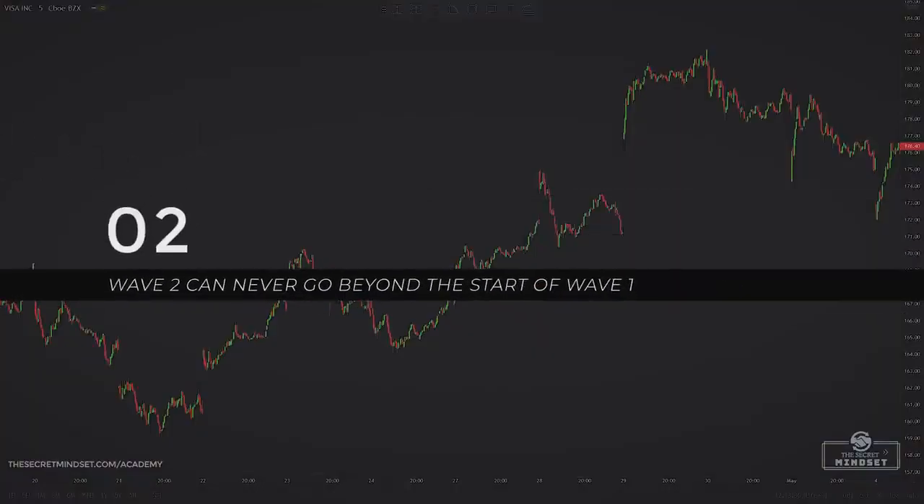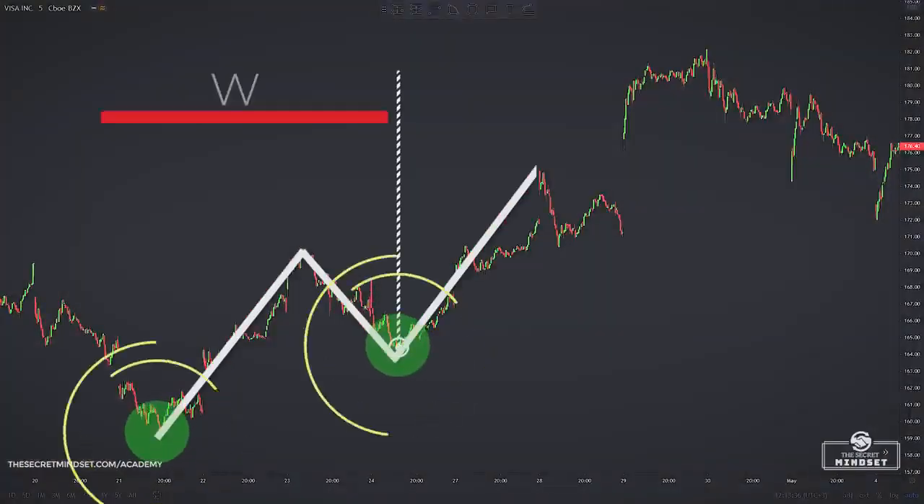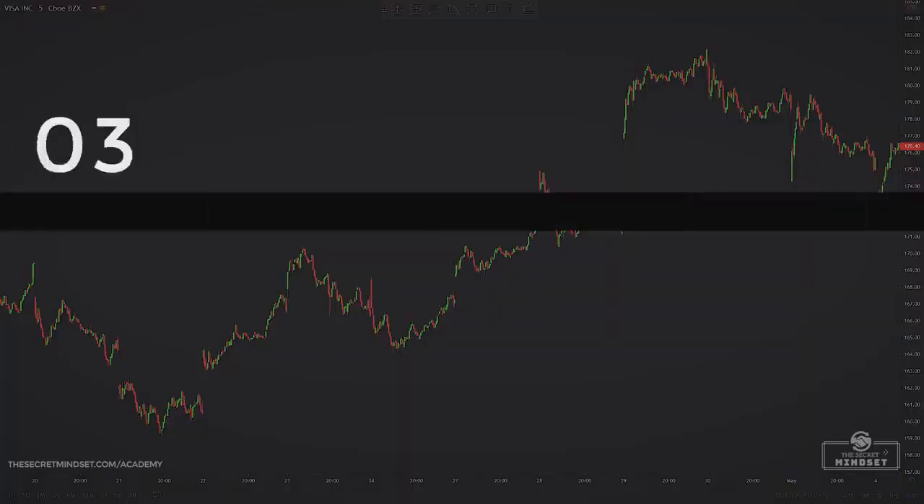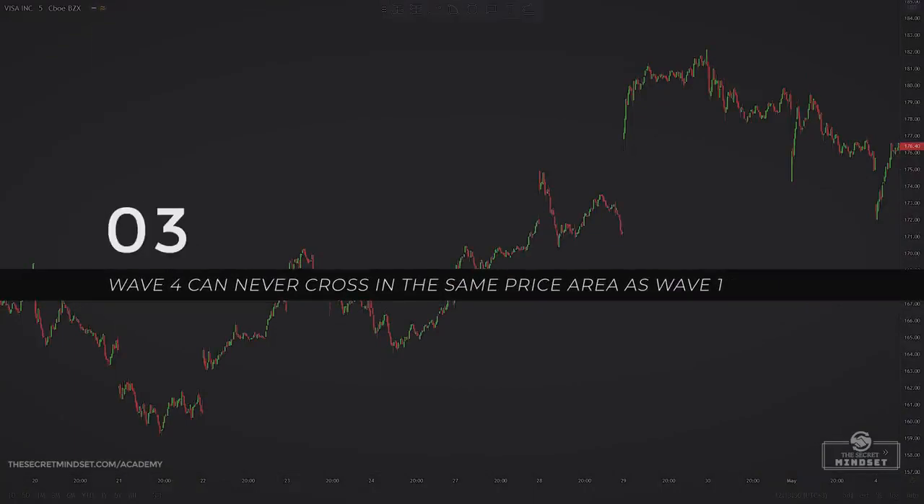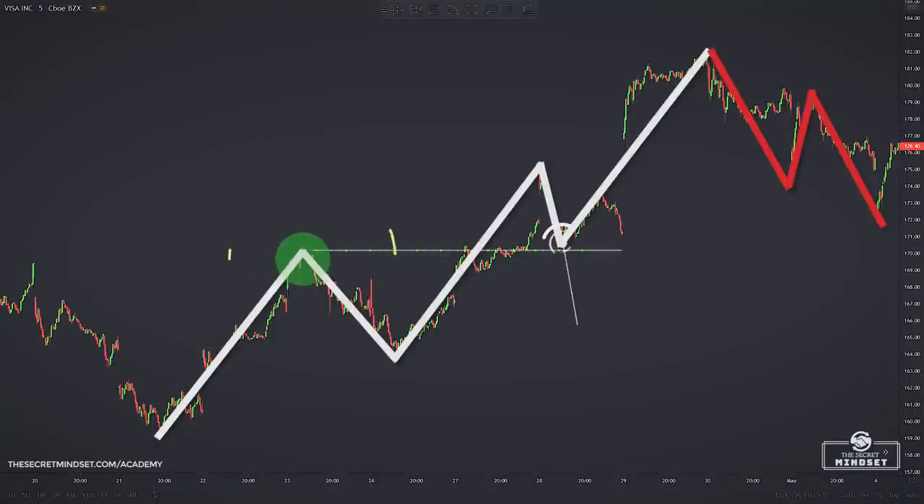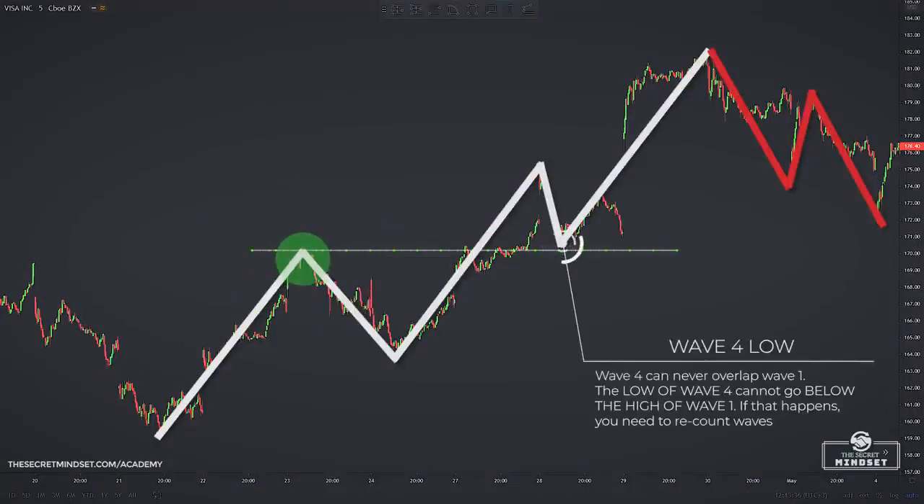Rule number 2. Wave 2 can never go beyond the start of wave 1. In other words, wave 2 shall not retrace more than 100% of wave 1. If a break occurs below this low, you need to start your recount. Rule number 3. Wave 4 can never cross in the same price area as wave 1, meaning that wave 4 can never overlap wave 1. So the low of wave 4 cannot go below the high of wave 1. If that happens, you need a recount.